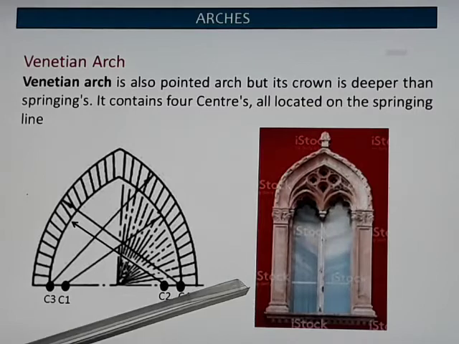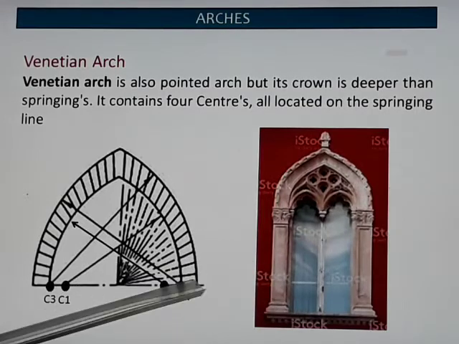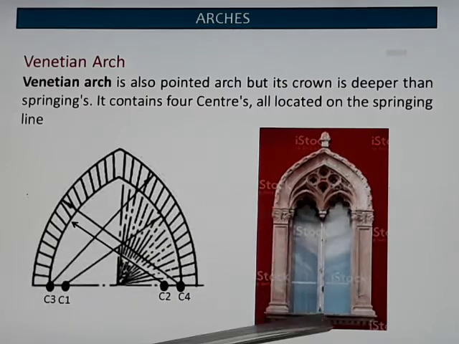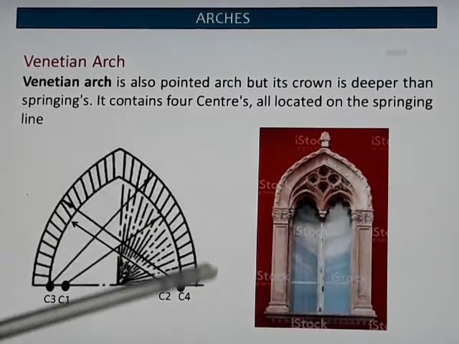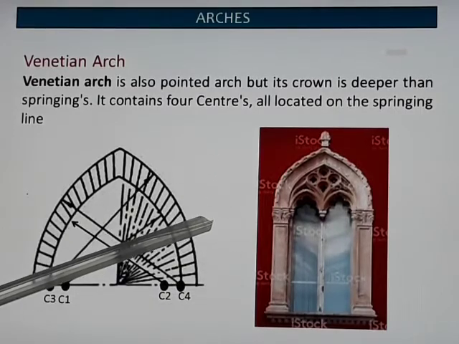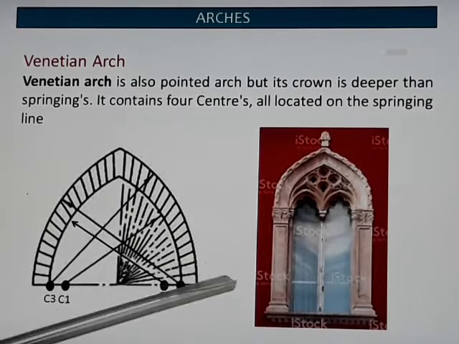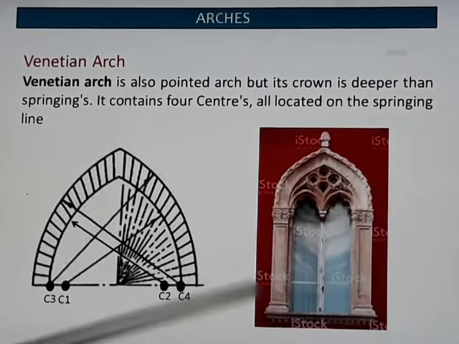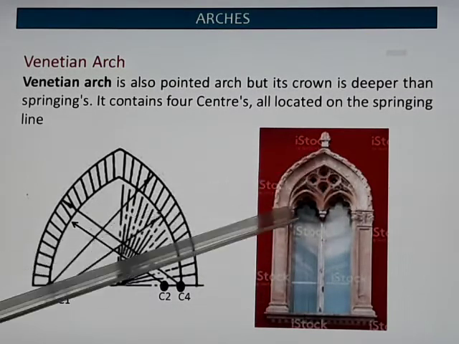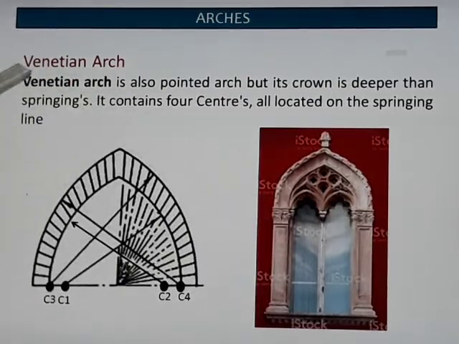Such an arch was used in a window of Venice. Mainly it started from there, but later it was used in many places for decorative purposes. So here the crown is much deeper than the springing. The Venetian arch is the second variation of the four-centered arch.